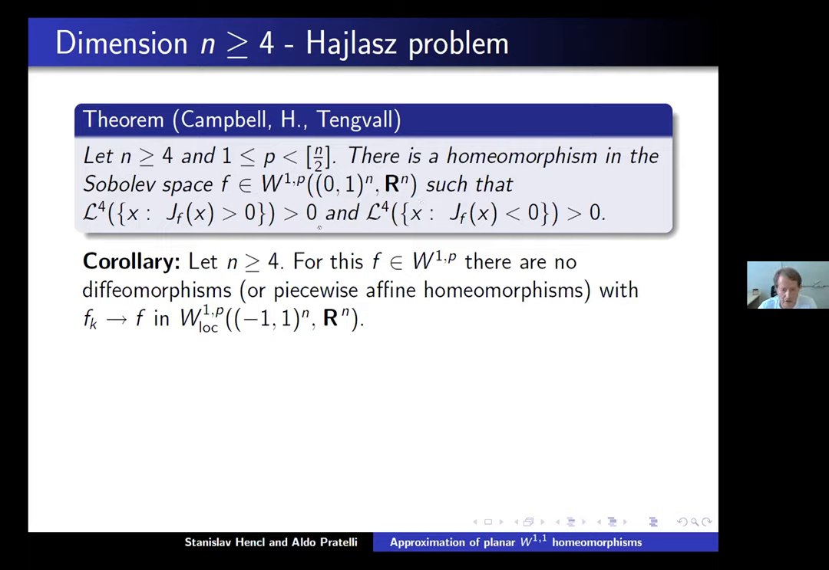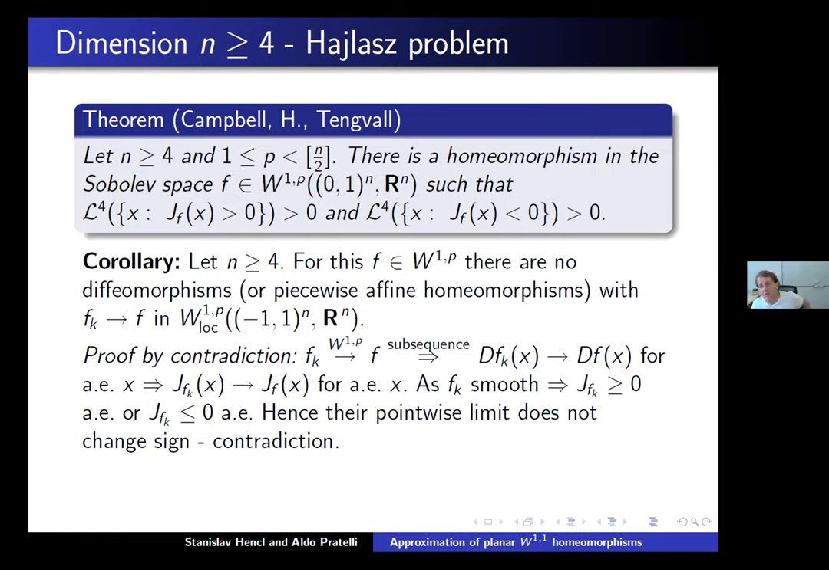And as a corollary, this particular homeomorphism where the Jacobian is changing sign cannot be approximated by diffeomorphisms or by piecewise defined homeomorphisms. And let me show you why it cannot be approximated. It's not that difficult. This is really a four-line proof. So we have a homeomorphism where the Jacobian is changing sign. Assume that you can approximate it by smooth, let's say, diffeomorphisms in the norm.